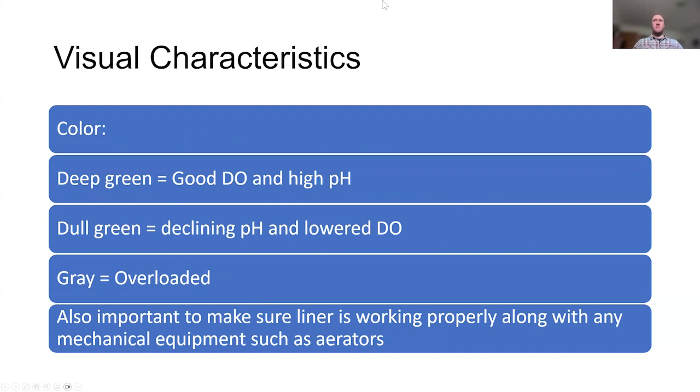Oh yeah, and maybe this will answer your question, Larry, but different colors indicate different things. You generally want your lagoons to be a deeper green. That means they have enough oxygen and a higher pH. If you have a dull green, that means you have a declining pH and less dissolved oxygen. And then gray means they're overloaded, like you have too many nutrients in there. But with different lagoons in sequence, there are going to be different processes.